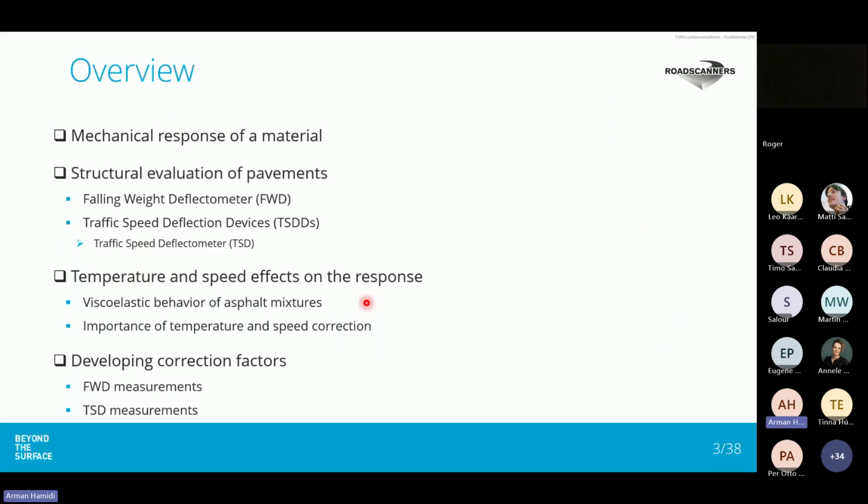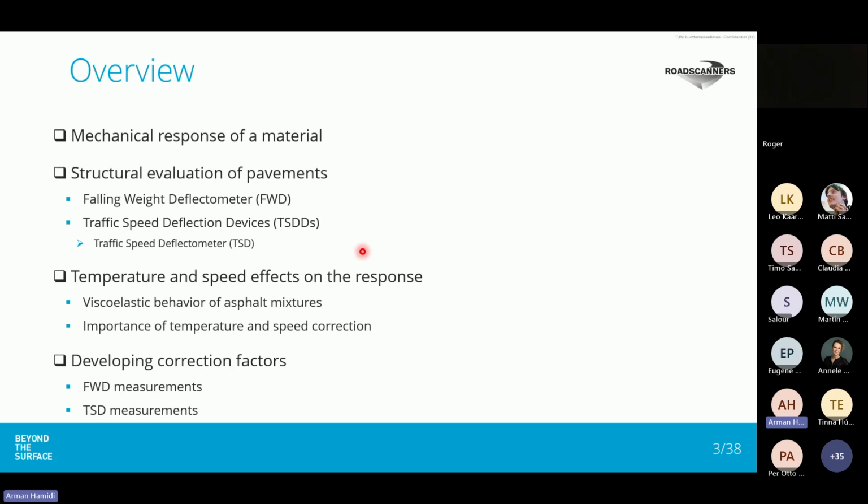In this presentation, I will first talk about the mechanical response of a material and how it is relevant to the structural evaluation of pavements. Then I will explain falling weight deflectometer and traffic speed deflection devices that are used for this purpose. And notably, I will explain the measurement principle in traffic speed deflectometer or TSD. Then I will explain how temperature and speed affect these responses from these devices.